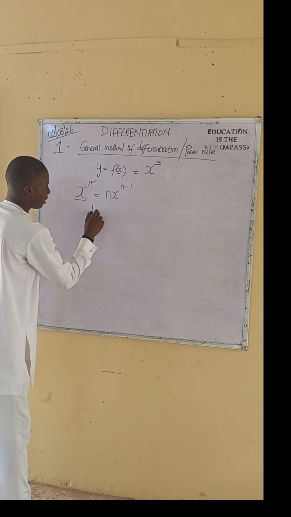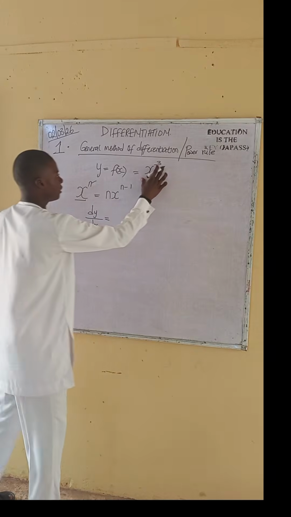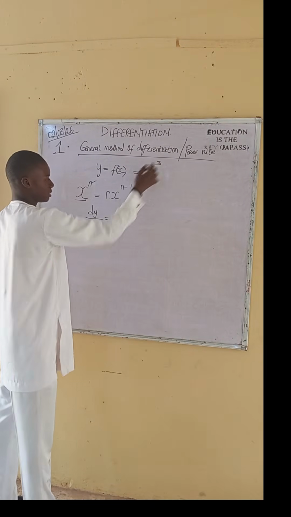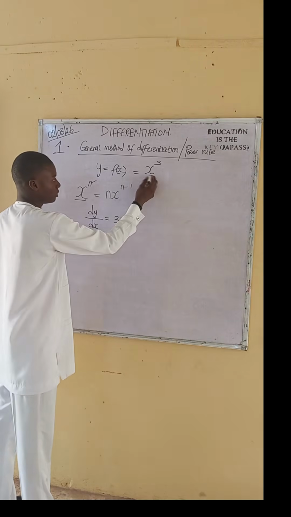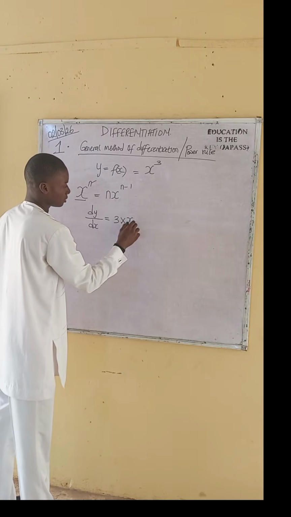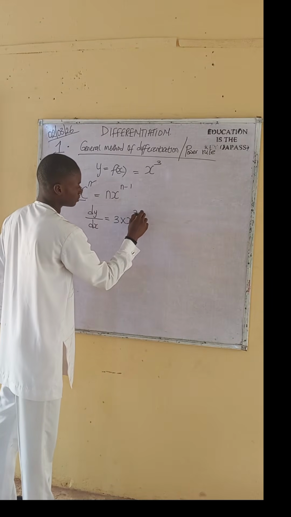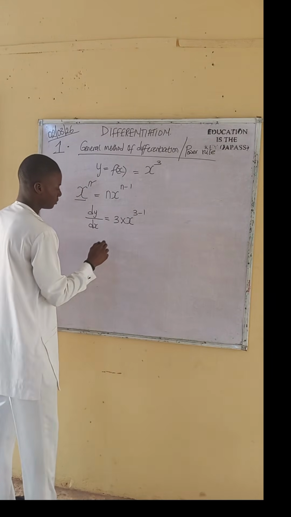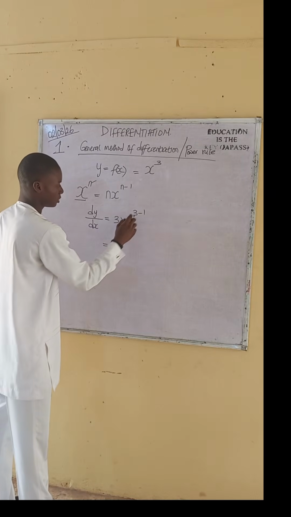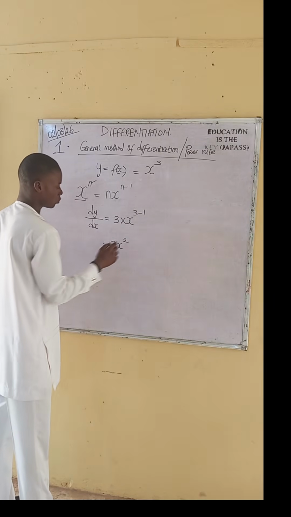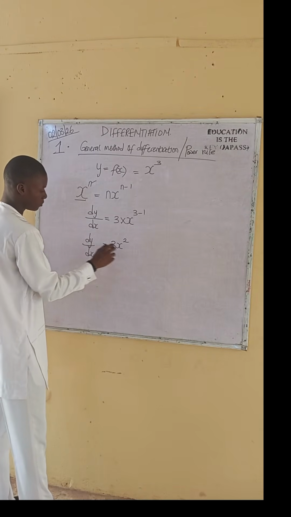So let's say I'm asked to differentiate this. I would say dy over dx equals, from here, bring down this power, which is 3. Bring down 3, multiply it with the variable, which is x. Then minus 1 from the 3. So 3 times x is 3x. 3 minus 1 is 2. Therefore, dy over dx equals 3x squared.